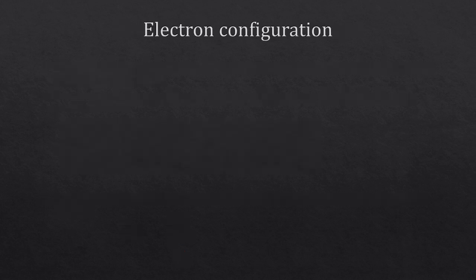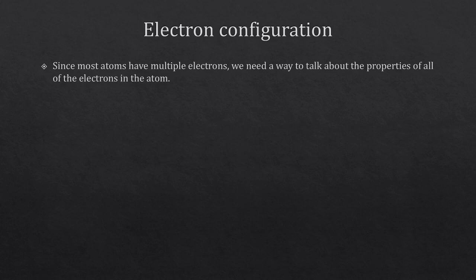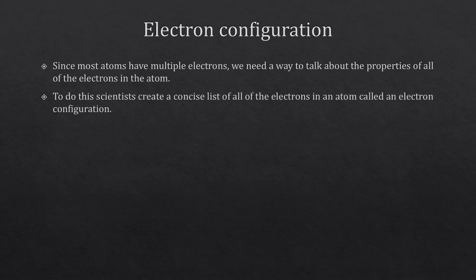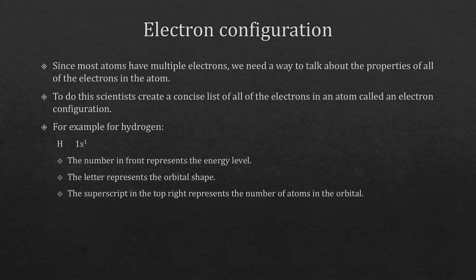As we get more complicated systems where you have lots of electrons, we need a technique for how to talk about those electron configurations. This is because most atoms are going to have multiple electrons. In the last chapter, we talked about single electron systems because they simplify our processes, but in most cases, you're going to have more than one electron. So we need to be able to talk about where all those electrons are located and how many electrons our system has. To do this, scientists create a concise list of all the electrons in an atom, and we call this list an electron configuration.